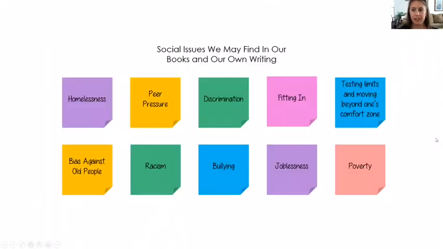So to get us started, I created a social issues anchor chart with some common social issues that we might notice in our own writing and in the books that we read. And as we come across more social issues in the books or in the texts that we're reading, I will add them to this chart, which is also on Padlet.